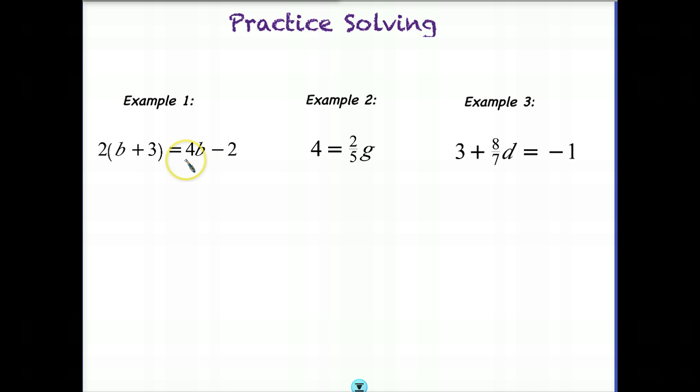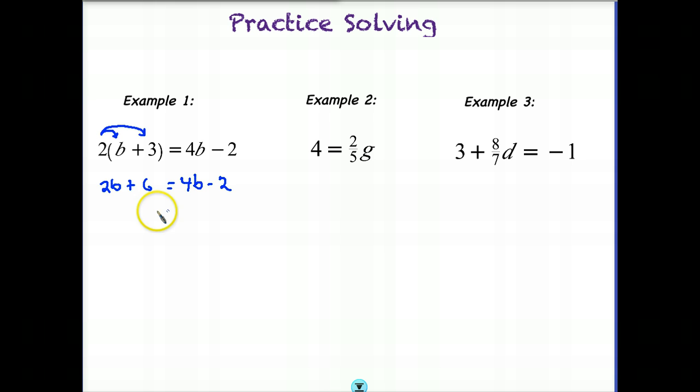Let's practice solving. So in our first problem, we just need to remember that we have to distribute and combine like terms before we can actually solve. In this case, we have 2, which is multiplied by the b plus 3, so we need to distribute the 2 into the parentheses. When we do that, we get 2 times b, which is 2b, plus 2 times 3, which is 6, and that equals 4b minus 2. Now I'm ready to combine my like terms.